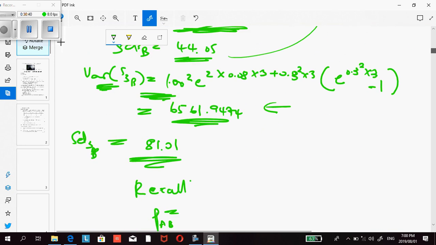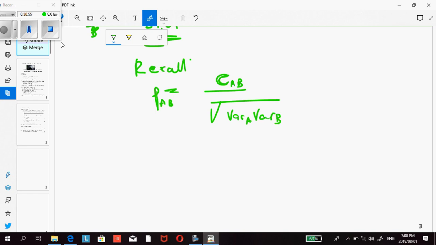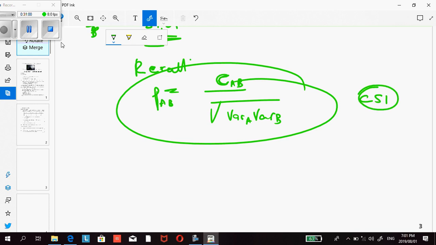Yes, it is a correlation. The correlation between A and B is equal to the covariance of A and B divided by the square root of the variance of A multiplied by the variance of B. This is from subject CS1, or commonly known as CT3.